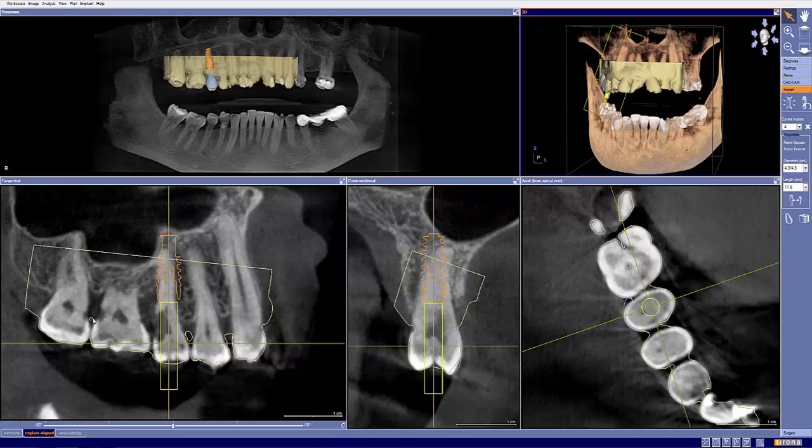We also have to take a look at what's going on with tooth number 3, what our long-term plans are there, and how that affects our overall game plan.